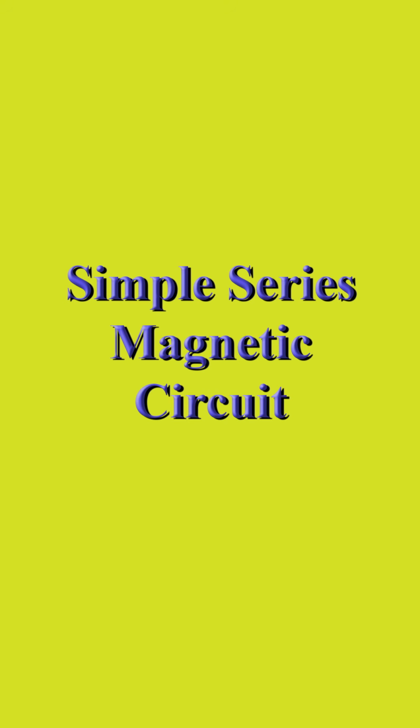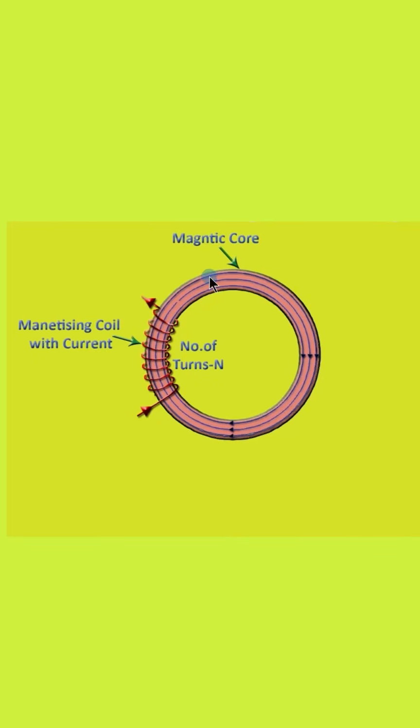A simple series magnetic circuit. A simple series magnetic circuit consists of a single core with a coil wound on the core, which has a number of turns N. When we pass a current I through this coil, a field is formed around the conductor, and the field formed around every conductor forms magnetic flux, which passes through the core. That magnetic flux is denoted by the letter phi and its unit is Weber.